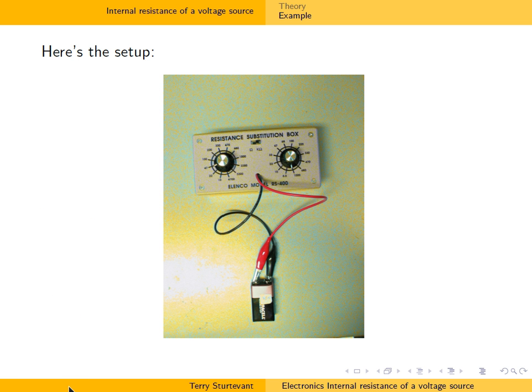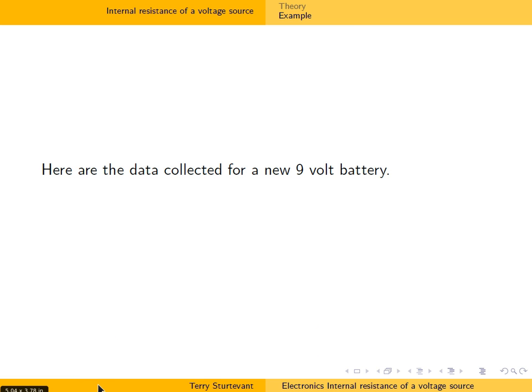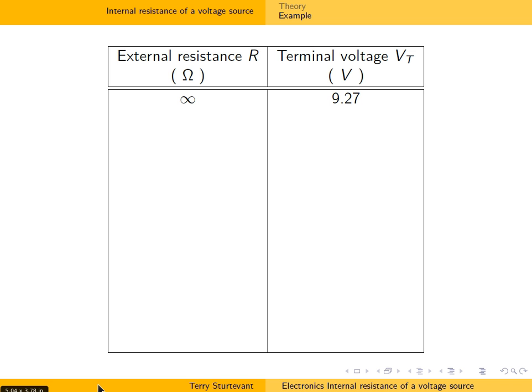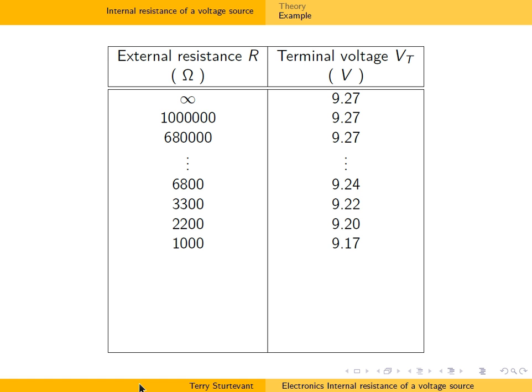So here's what it looks like. Here we have a 9-volt battery connected to a resistance substitution box, and we measure the voltage across the terminals of the battery. Here are the data collected for a new 9-volt battery. With nothing connected across the terminals of the battery, we get a terminal voltage of about 9.27 volts. If we put a megohm across, we still get 9.27 volts. 680K is the same, and so on. By the time we get down to an external resistance of 6800 ohms, the voltage has dropped a little bit to 9.24 volts, and so on. As we keep lowering the resistance, we notice that the terminal voltage goes down. Finally, when we get down to 47 ohms across the battery, we're down to a terminal voltage of 8.4 volts.